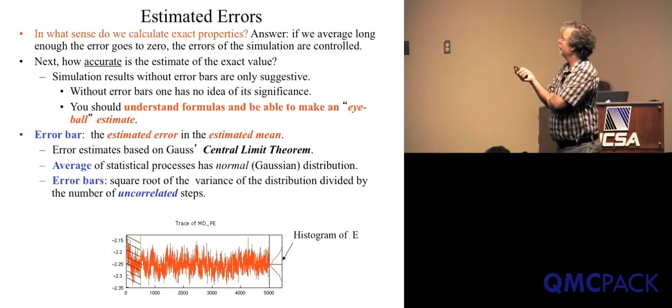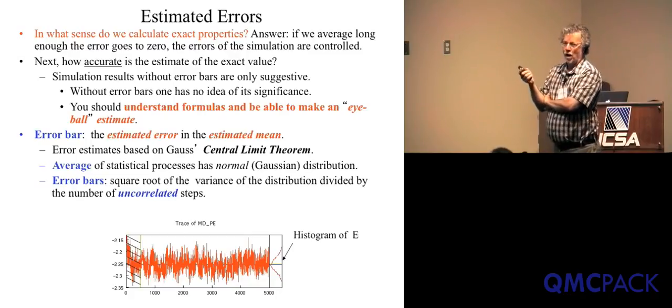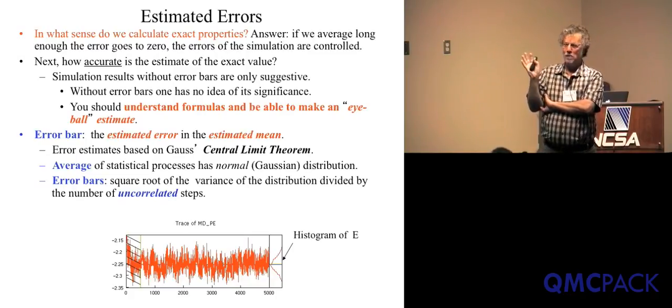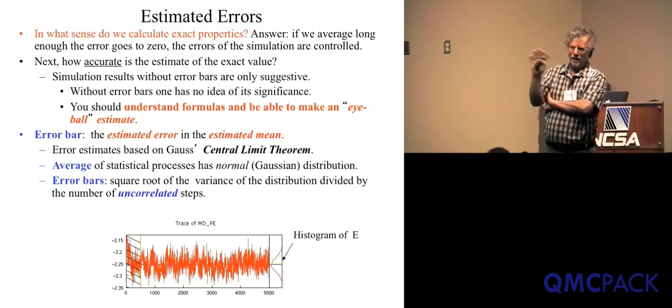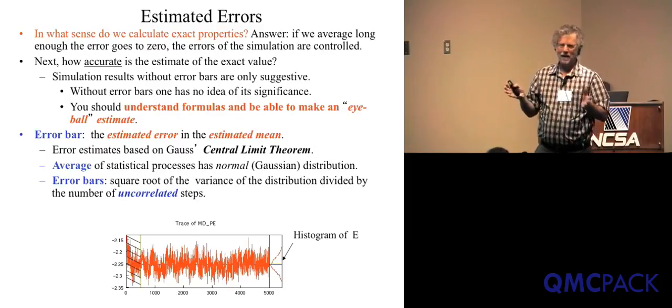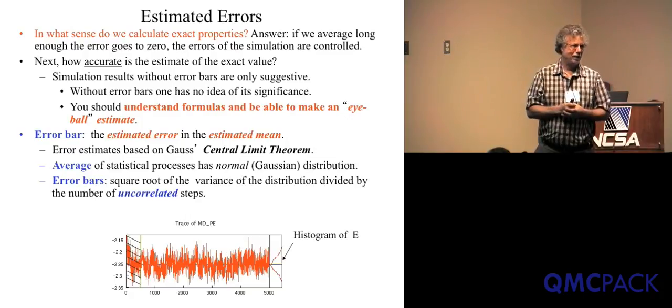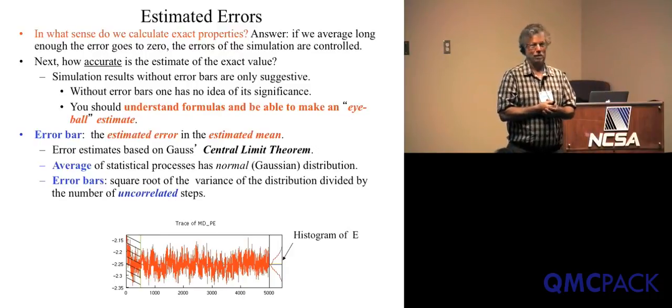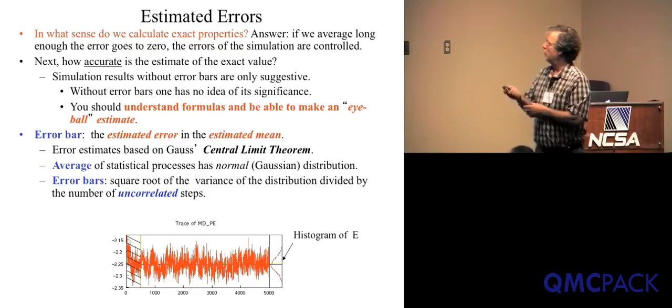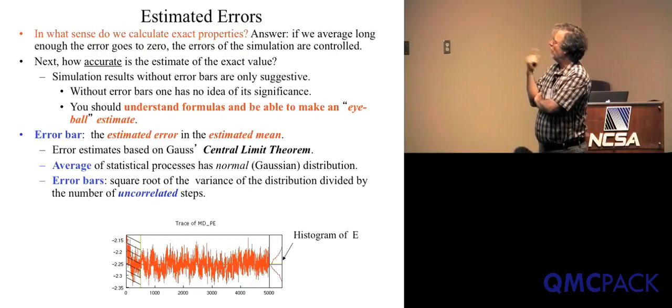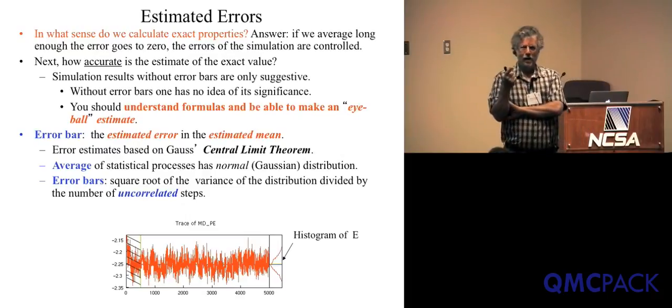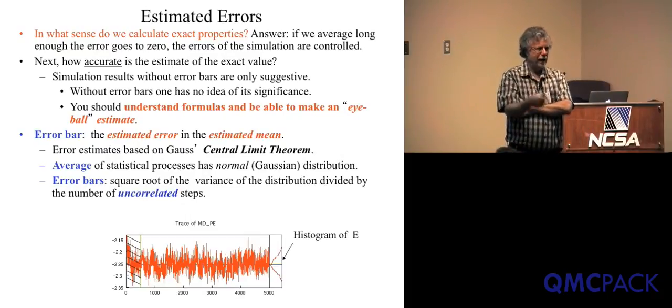Now, simulation results without error bars are useless. If you come to somebody, your advisor or the referee of your paper, you say, I got this answer for the energy, and it does not include the error bars, it should be rejected without even looking at the paper. Okay, it's not like DFT calculations, so presumably they've checked all the convergence. You have to know what the error bar is, and you have to understand how it's determined. The error bars are determined internally in the calculation from the fluctuations.